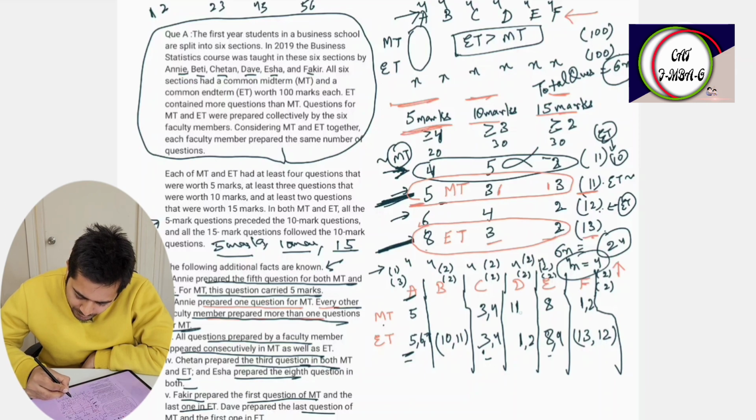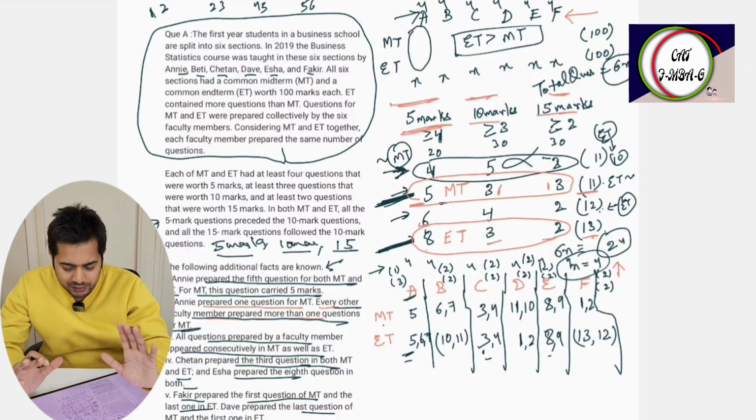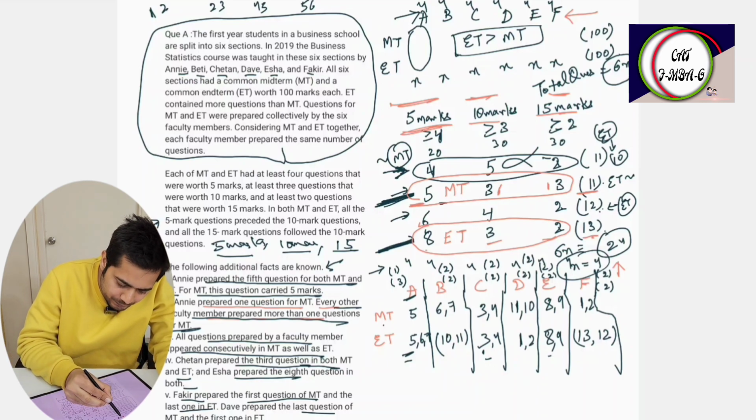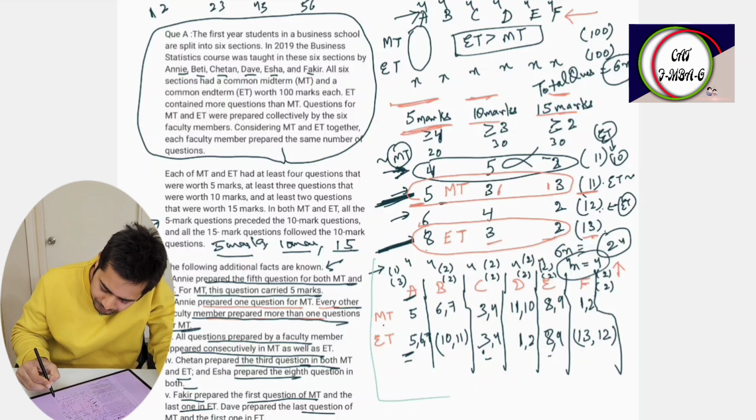11 is here. So 10 will definitely be here. 8 and 9 will be here. And only 2 questions are left: 6 and 7. So this is how your table is going to look. This is your final table.